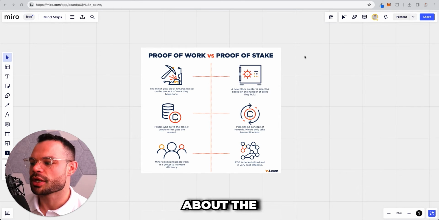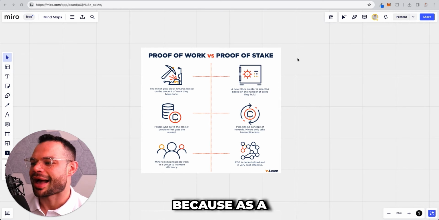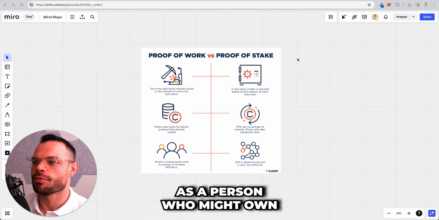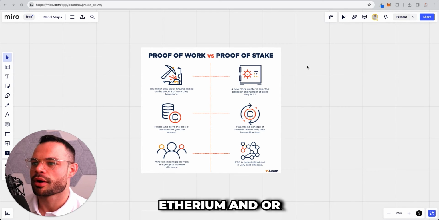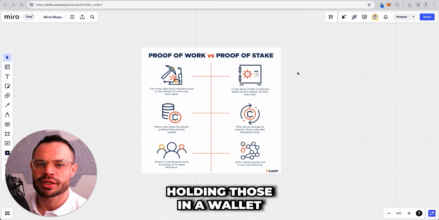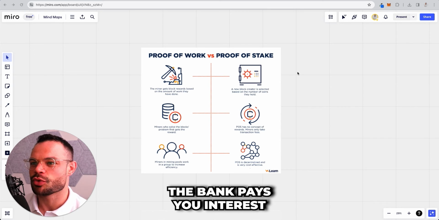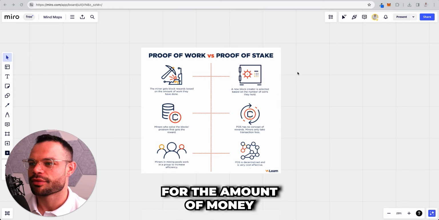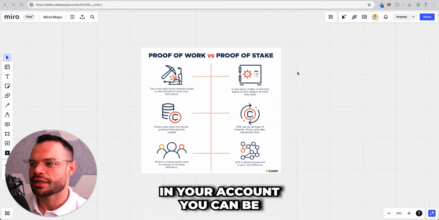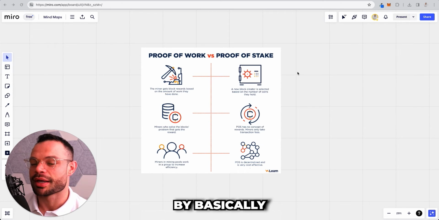So how do we go about beginning to earn staking rewards in the cryptocurrency space? Because as a person who might own Ethereum and or a myriad of other proof of stake cryptocurrencies, if you're just holding those in a wallet, you may as well be earning rewards for the amount of coins that you're holding. Similarly to how the bank pays you interest for the amount of money in your account, you can be earning interest or staking rewards by having those coins in a staking wallet.